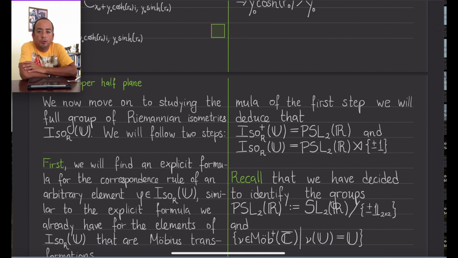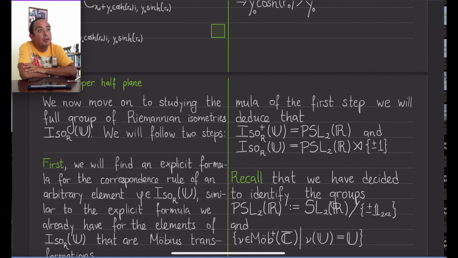Welcome to today's class. Today I'm going to start studying the full group of isometries of the upper half plane. So far we have established that every Mobius transformation that preserves the upper half plane bijectively is a Riemannian isometry of the upper half plane with respect to the hyperbolic Riemannian metric we have put on it. But it remains to determine the whole group of isometries.